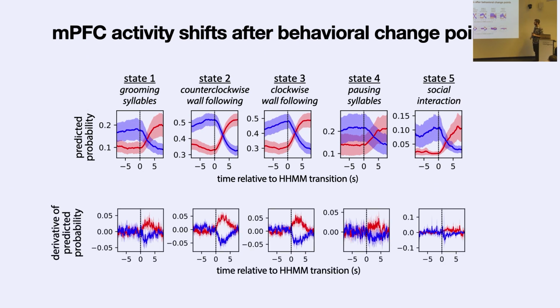Here you can see the derivative of the signals above. In some of these cases, you might think it started to go up just before the state starts, as if the neural correlate of a behavioral state is beginning to manifest ahead of time. But if you look at this more systematically, at the level of the derivative, even the derivative doesn't start to rise until the behavioral state has started. So it really seems like the mouse switches what it's doing, and only then does the representation in PFC start to change.